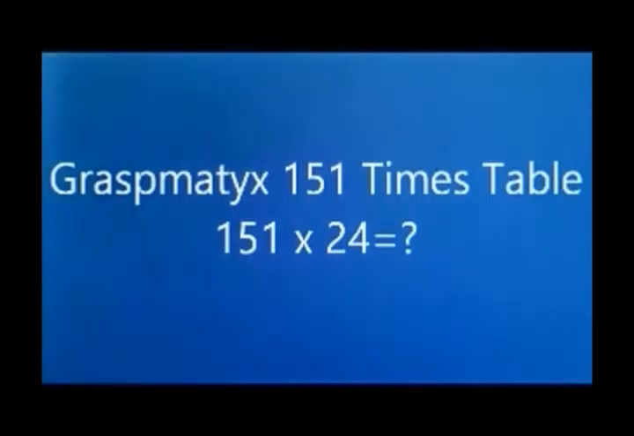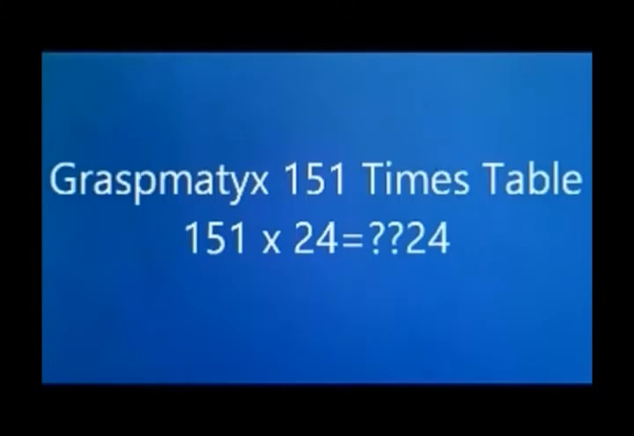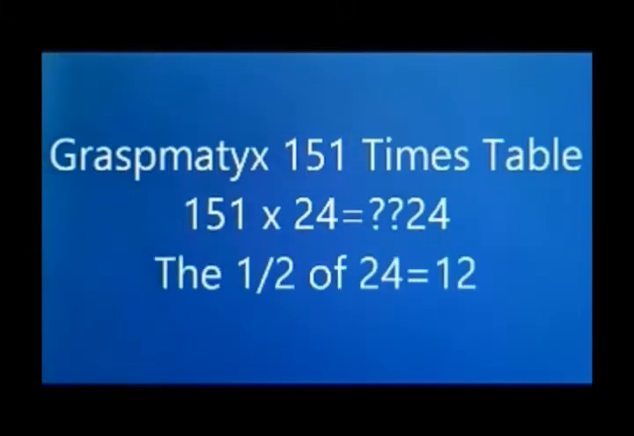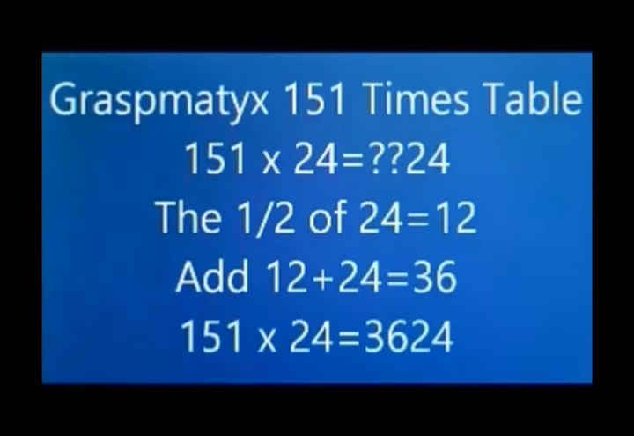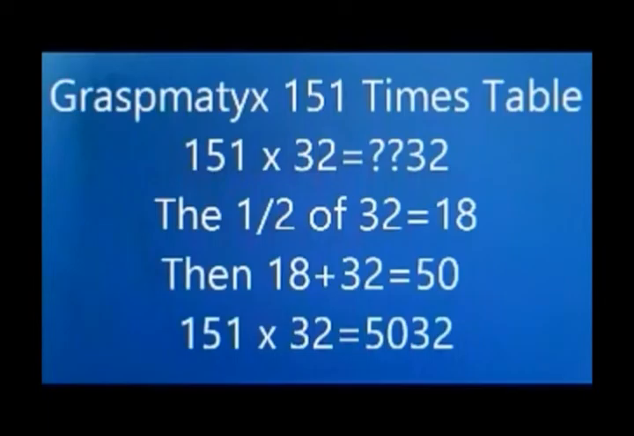151 times 24. What are we going to do? Yes, we're going to take the 24 and put it to the far right because 1 times 24 equals 24. And then we're going to find the half of the 24, and that would be 12. We're going to add the 12 now to the 24, and what do we get? We'll get 36. And so we'll get 3624. That's how we get that.